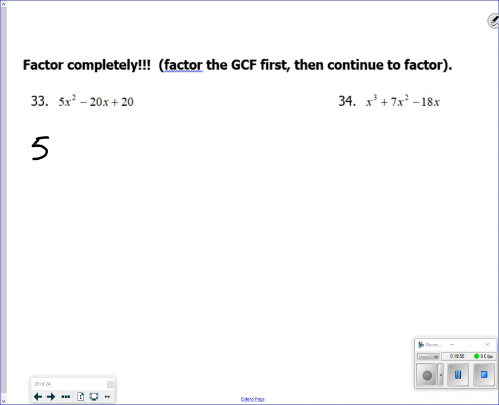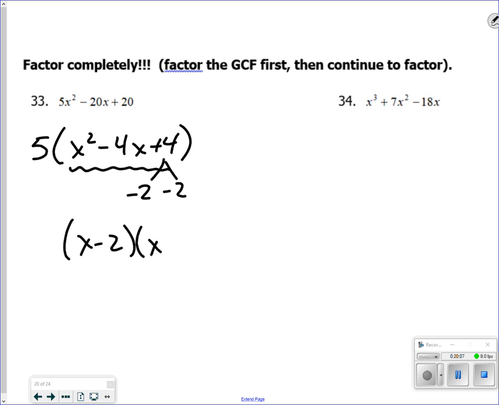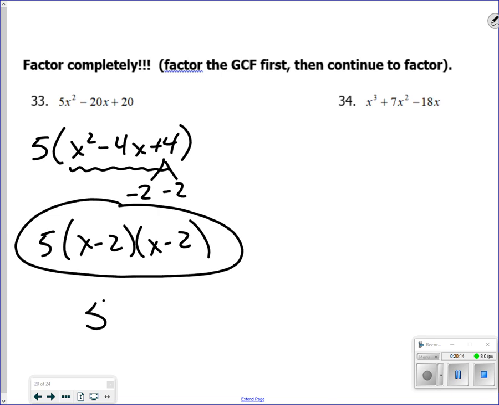GCF first, so it's divisible by 5. Now, look what's inside the parentheses. I can factor that. Two things that multiply to be 4, but add up to be -4. And don't forget the GCF. Now, I'll accept this answer, and I think all the teachers will accept that answer. You technically could write the answer this way because the two parentheses end up being the same.